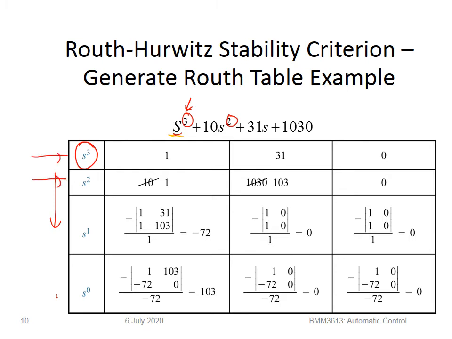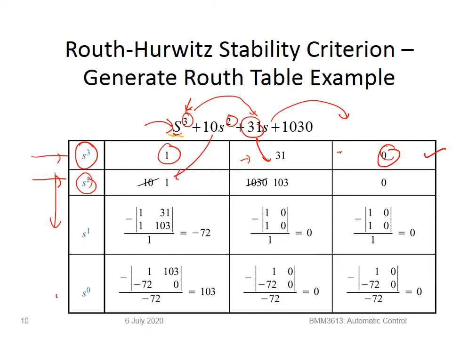The next thing we need to do is fill in the first two lines. For the first column of the first line, we fill in the coefficient of s cubed, which is 1. Then the next coefficient we skip one, it's not s squared, it's s, so the coefficient is 31. And then the next one is basically 0, so we put 0.